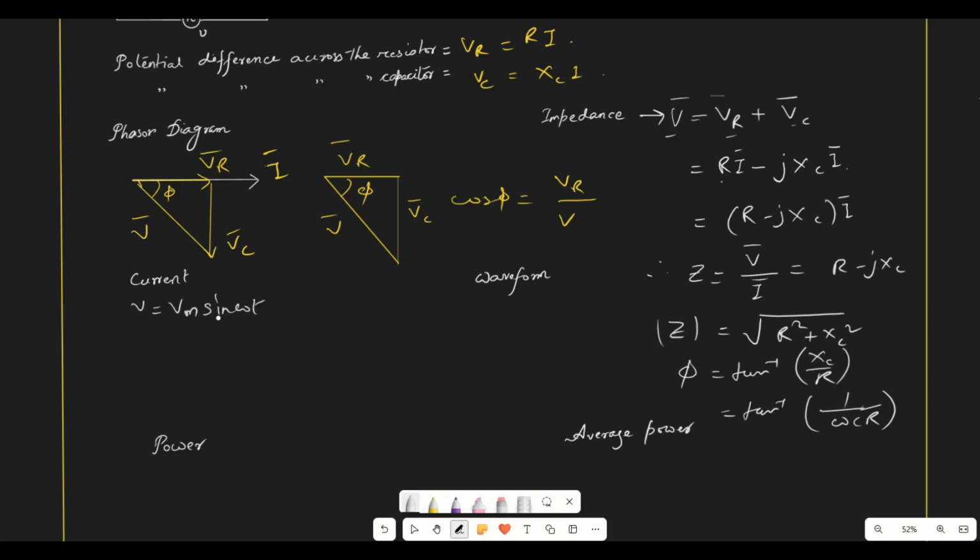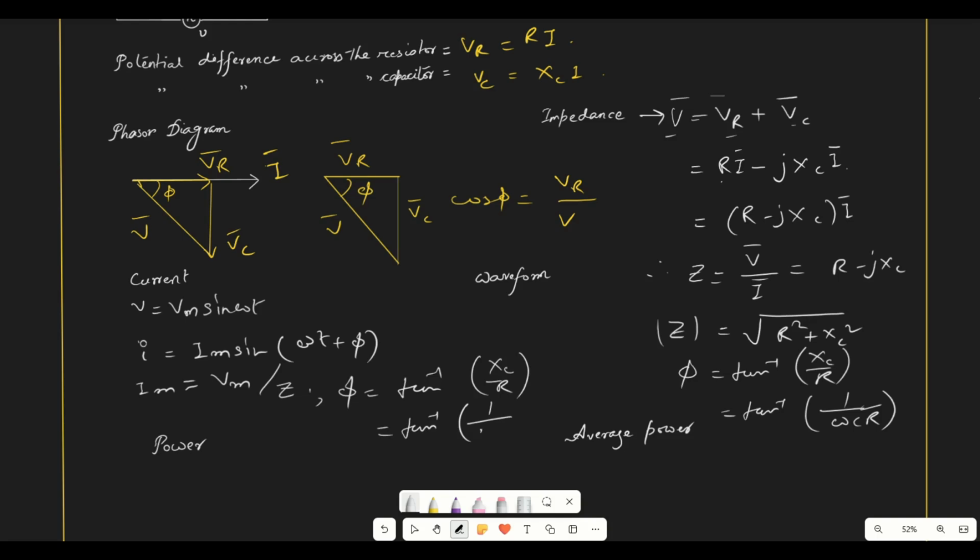For current, we already know V equals Vm sin omega t, and in this case the current leads the voltage by an angle phi, so it will be Im sin of (omega t plus phi). Here Im is given as Vm divided by Z, and the angle phi is tan inverse of XC by R, or equals tan inverse of 1 by omega RC. So this is the value of current.